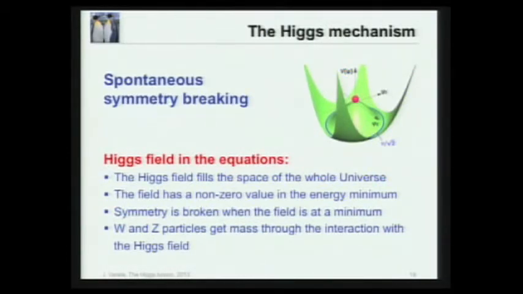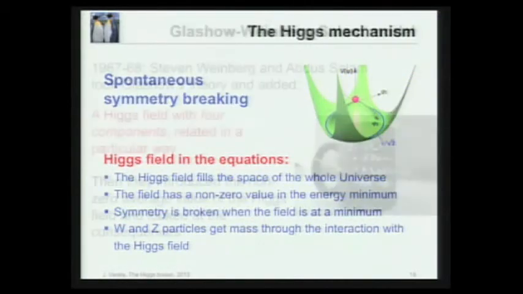So here is what happens when we put a field like this in the equations. The Higgs field fills the space of the universe. The field has a non-zero value in the energy minimum. The symmetry is broken when the field is at minimum. And the W and Z particles get mass through the interaction with the Higgs field.